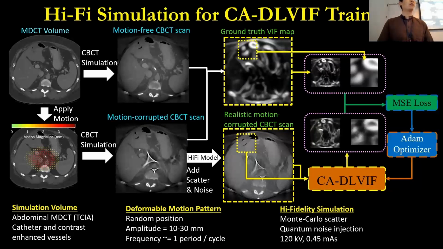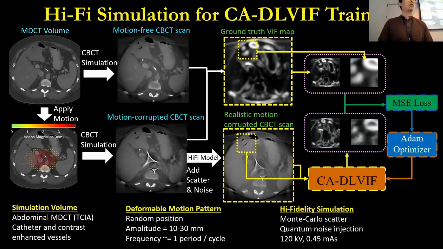Then to improve the network's performance on clinical data, we also pass the motion-corrupted cone beam CT scan to our high fidelity model to add Monte Carlo simulated scatter and quantum noise. Therefore, we obtain a realistic motion-corrupted cone beam CT scan.